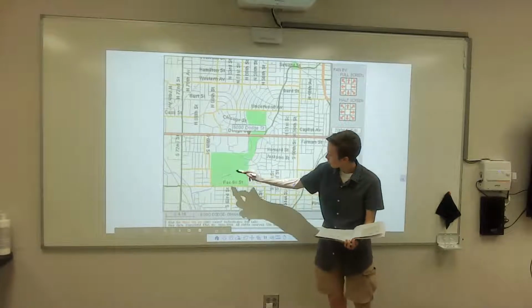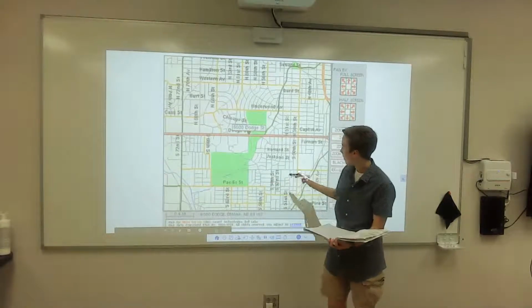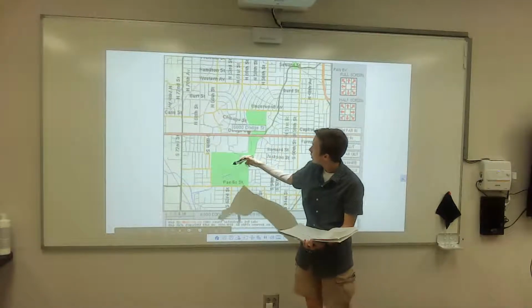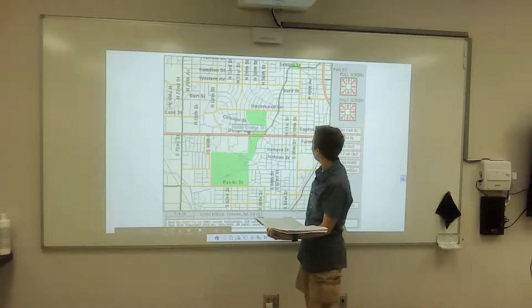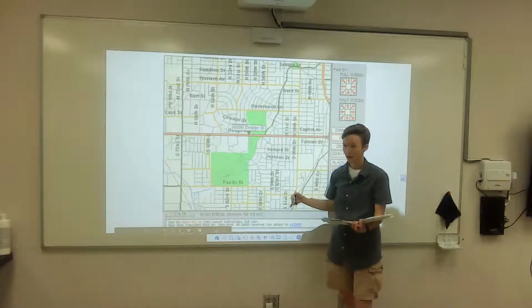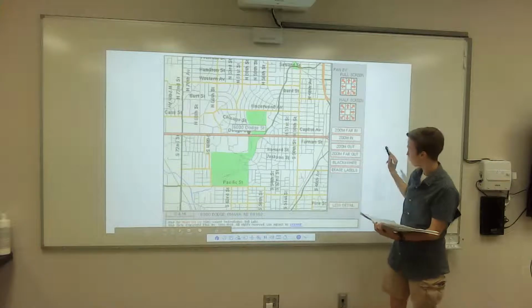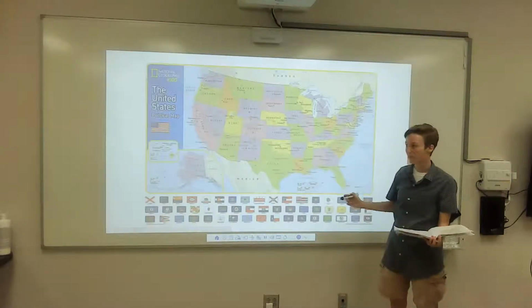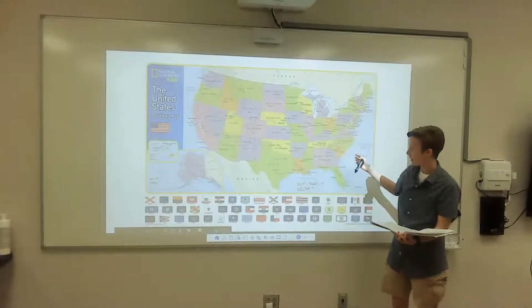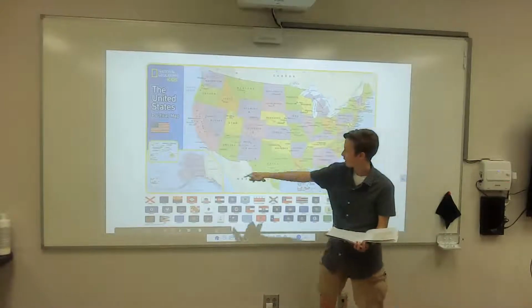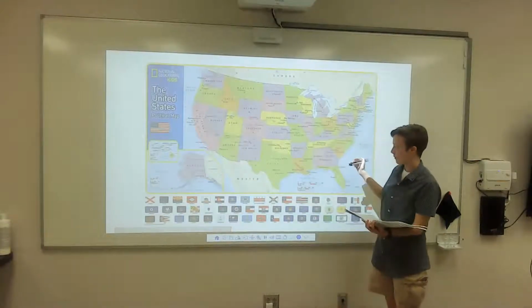Here we have another example of a reference. These are streets. Here is a park. Here is a river. More streets, avenues. It's a lot of streets. So this would be another reference map. Another reference map. Here we have all 56. So it's referencing the United States.